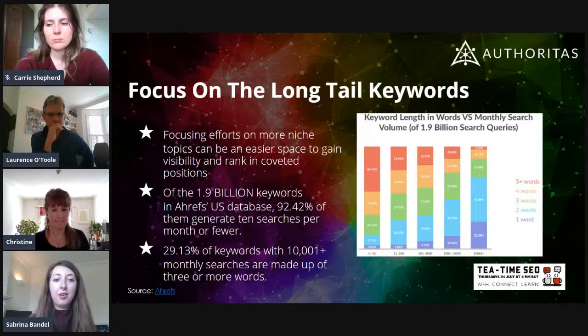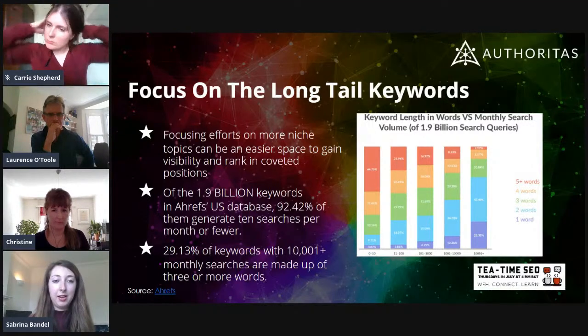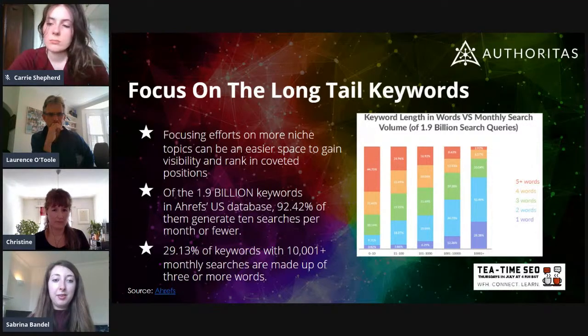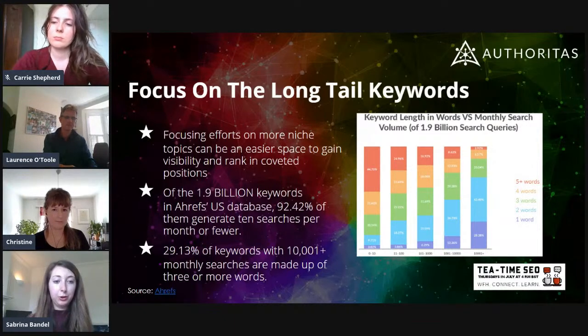They have found that of their US database of 1.9 billion keywords, 92% of them generate fewer than 10 searches per month, or up to 10 searches per month. So this shows that lots of people are asking really unique and niche questions or long tail queries, which tend to be more unpopular than the more short-term head keywords that we're used to seeing.